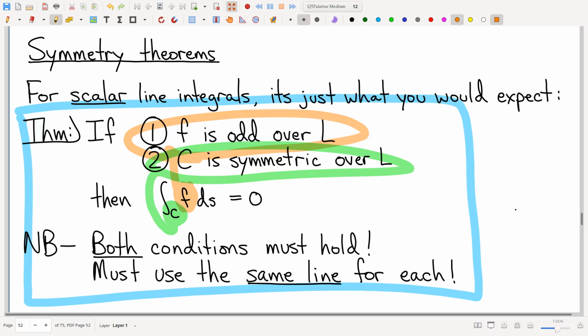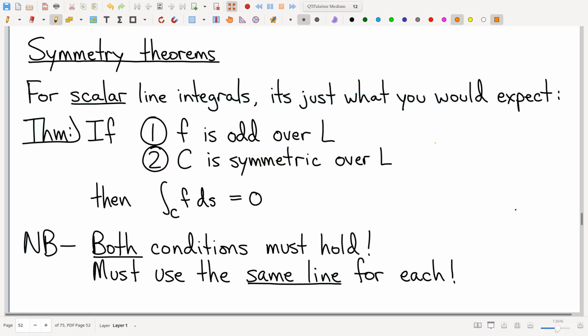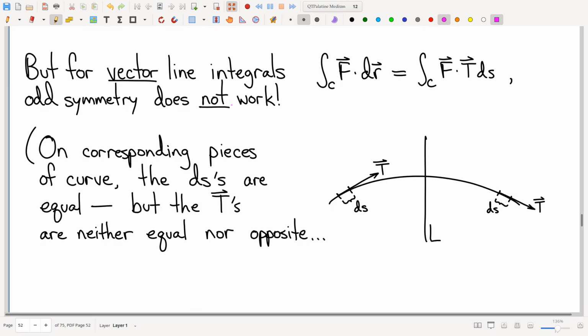Okay, is that cool? Asterisk. Got to be careful about this. This is scalar line integrals only. Scalar line integrals only. For vector line integrals, it does not work. There is no such theorem. Specifically, there is no odd symmetry theorem.